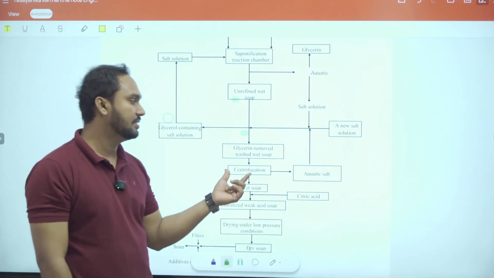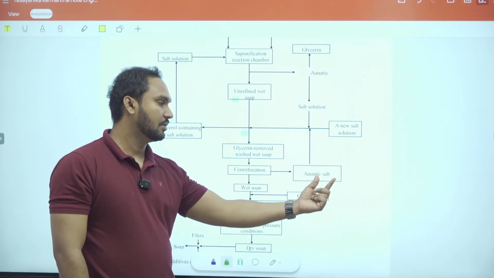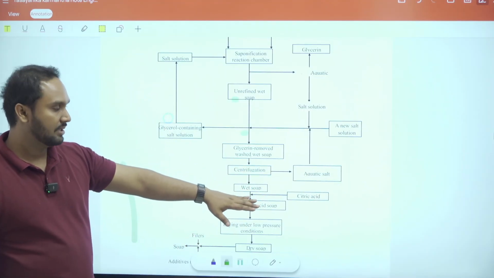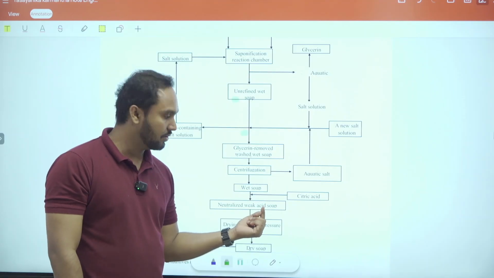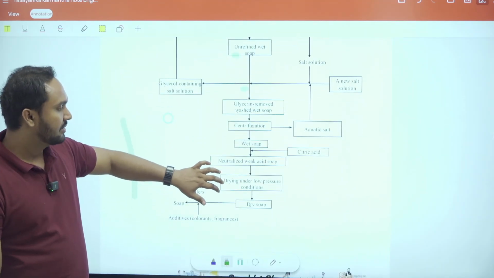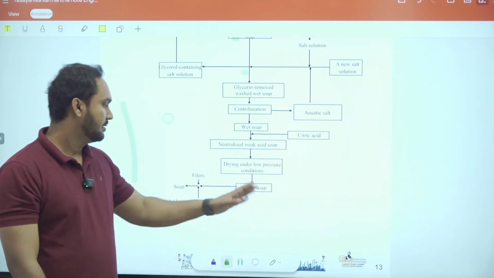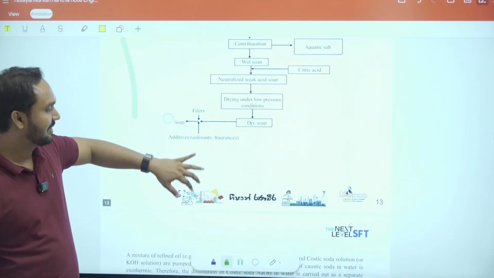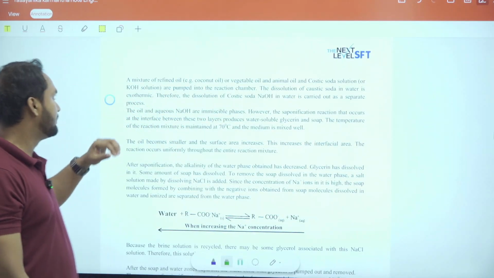Then the centrifugation separates depending on the mass. The aqueous salt solution is separated and the wet soap mass is separated. Then citric acid is added to neutralize the excess sodium hydroxide. The neutralized weak acid soap is then again dried under low pressure. Then it is cut and shaped to make the soap. That's it, right? So that's the flow chart. Remember that. Now come to the theory.